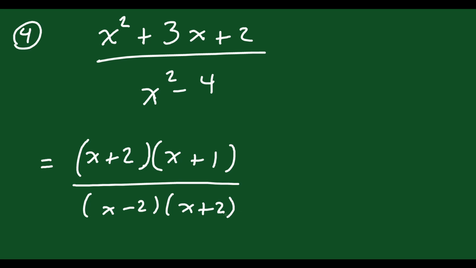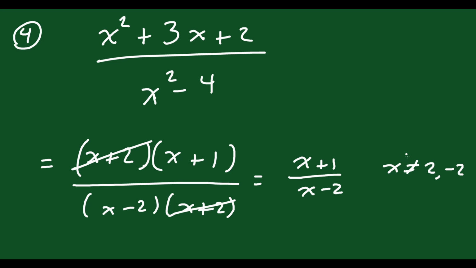If you need to review factoring, go back and watch those videos that we have on all the different types of factoring, right? We can't forget that stuff because we're going to be using it all the time. What cancels out here? Well, I think the x plus 2 and x plus 2 cancel, and you're left with x plus 1 over x minus 2, and your restrictions will be x cannot equal 2 or negative 2, right?